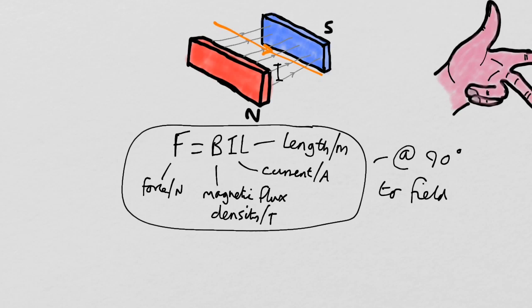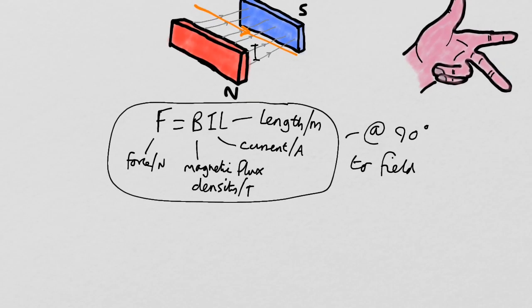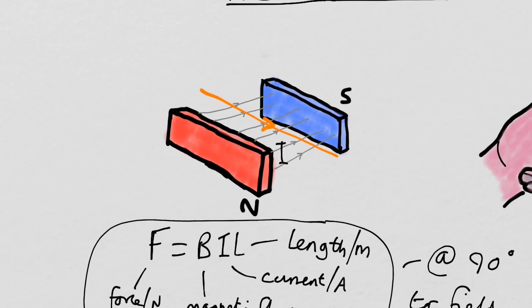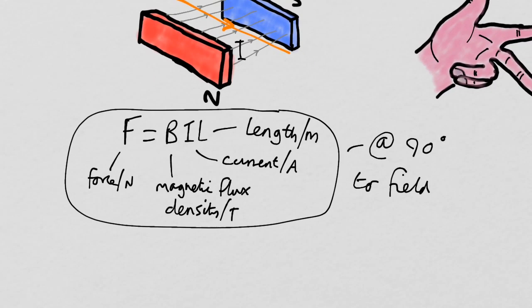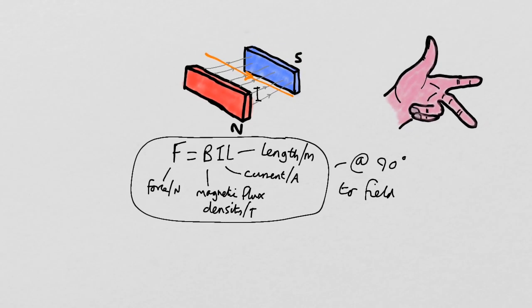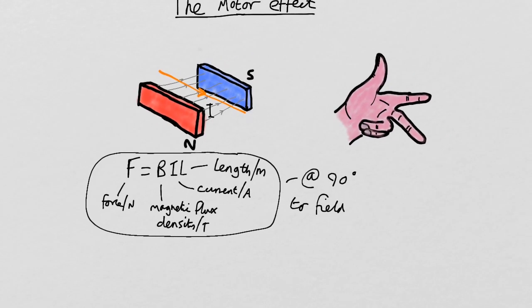If the wire was at any other angle, then it will experience a smaller amount of force. It will still experience a force unless it was at 0 degrees to the field. In other words, if the wire was parallel to the field like this, then it would not experience a force. So the wire can only experience a force if it is at some angle to the field. If it's at 90 degrees to the field, we can use this formula. So we've worked out the force.